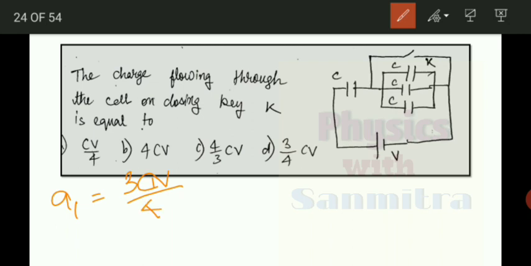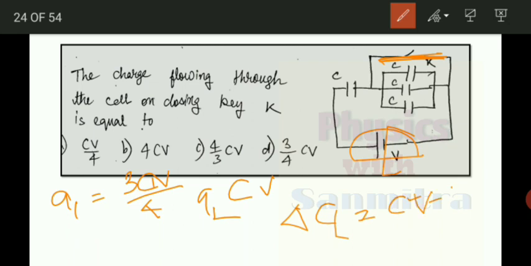Finally, this becomes short circuited and the capacitance becomes C. So now the charge is CV, Q2. Who is supplying this extra charge? Extra charge is supplied by the battery. That is del Q, and del Q is Q2 minus Q1, CV minus 3CV by 4, that is CV by 4. So when the switch is closed, the charge flowing through the key is CV by 4.